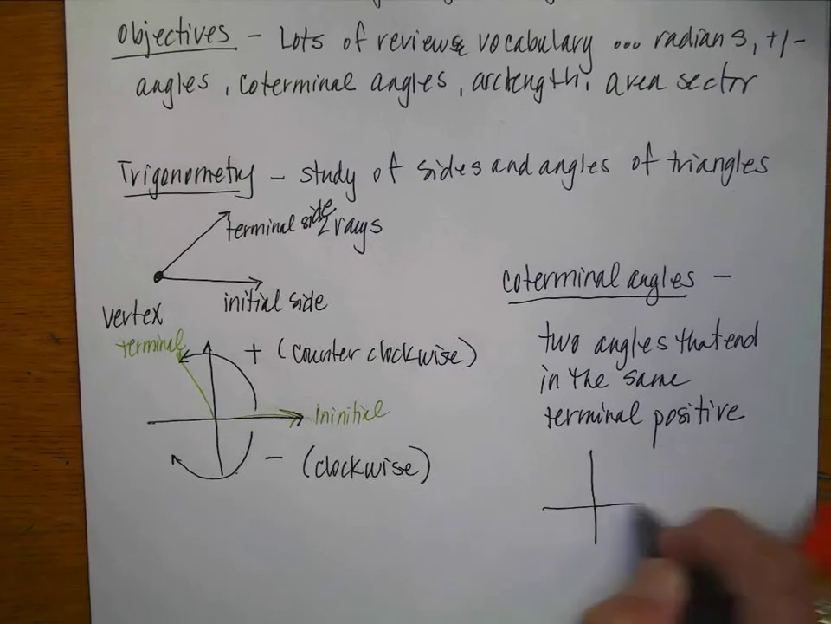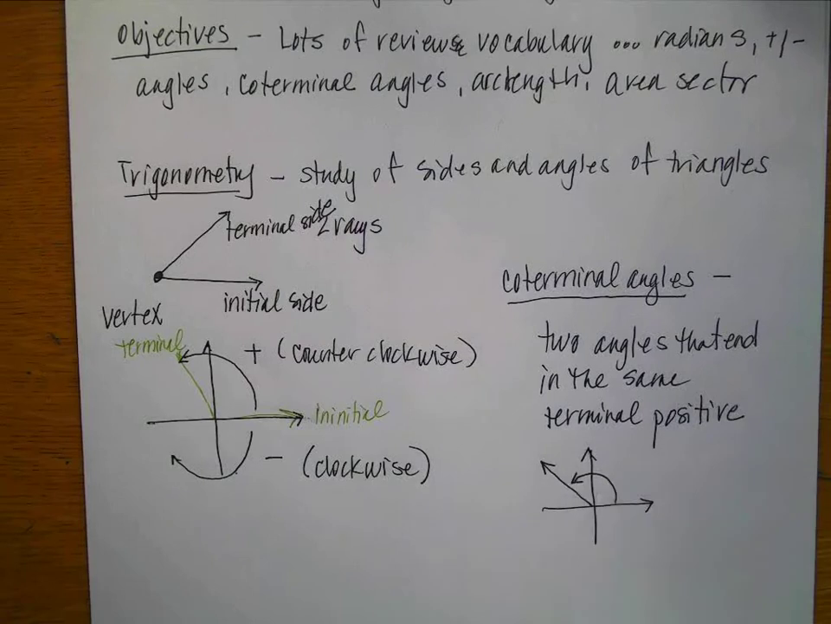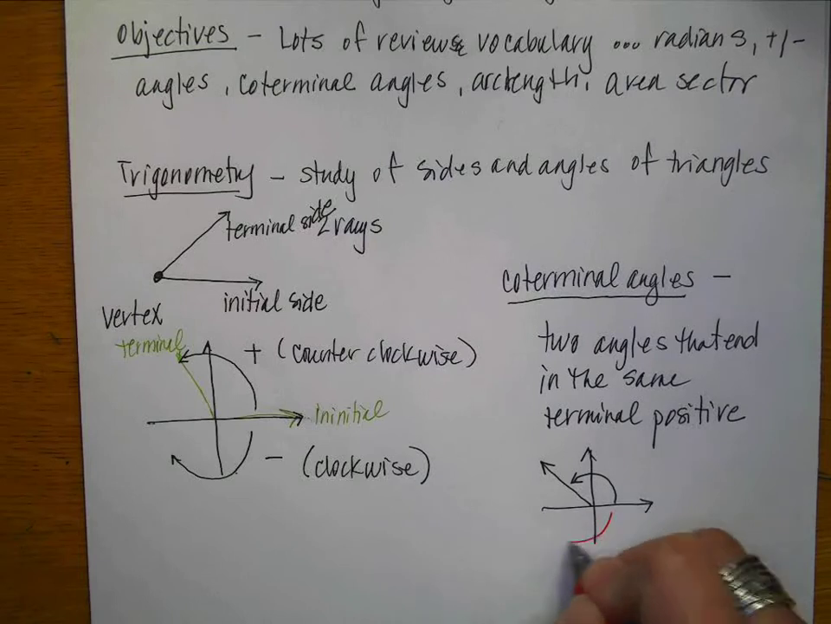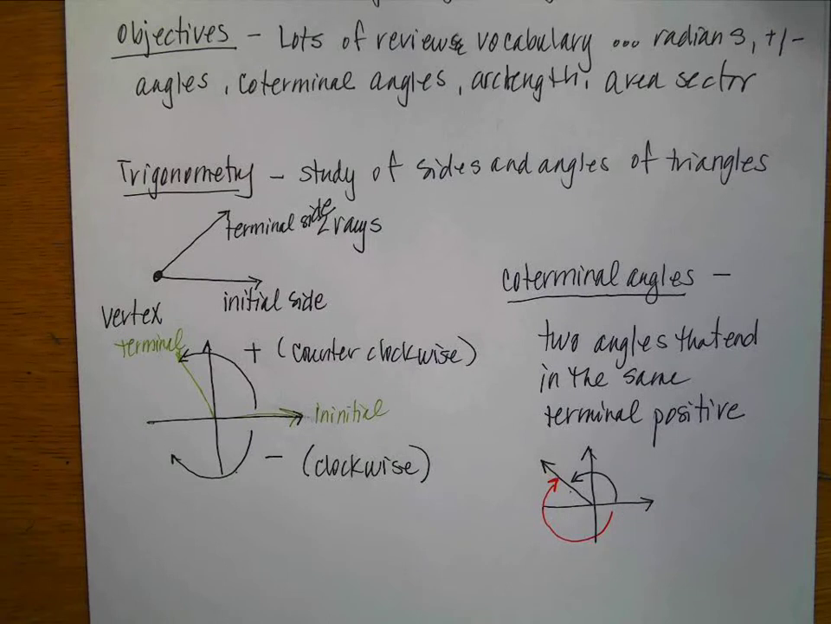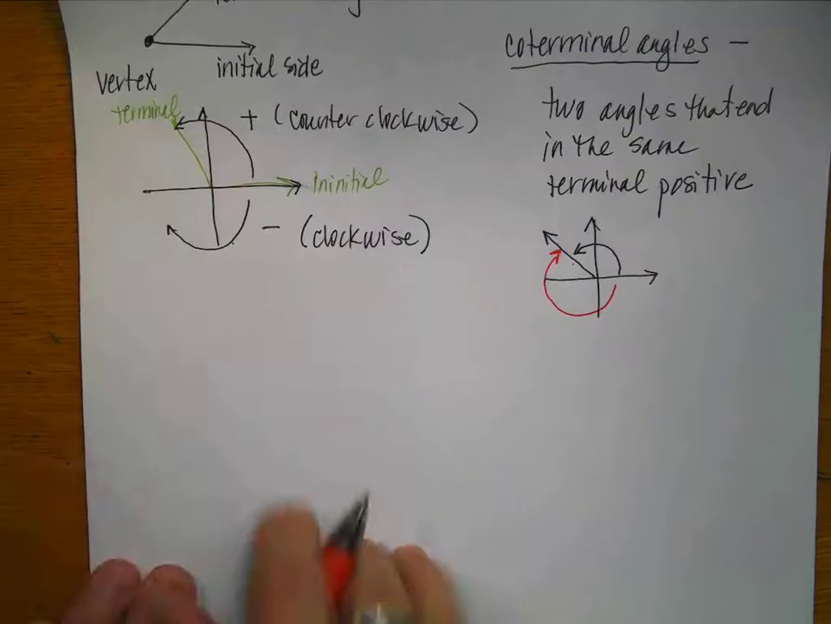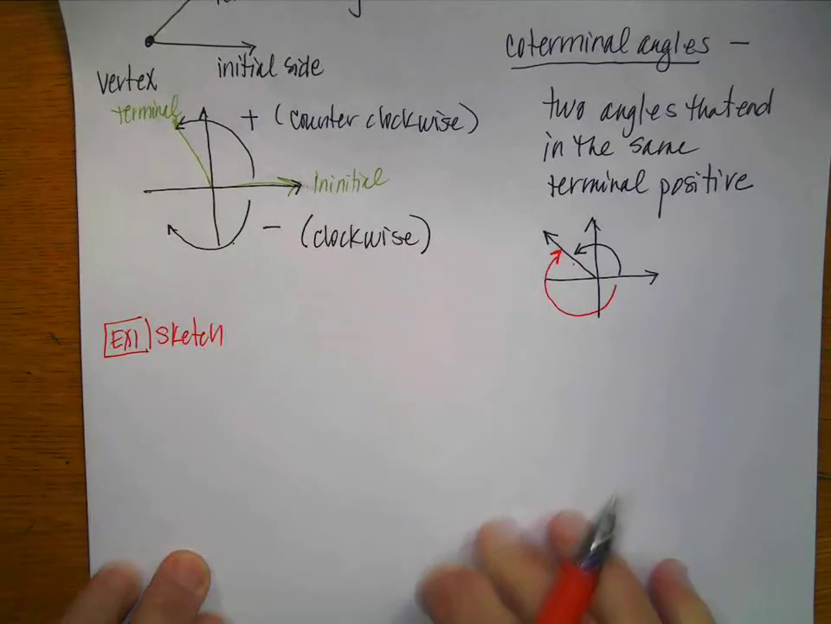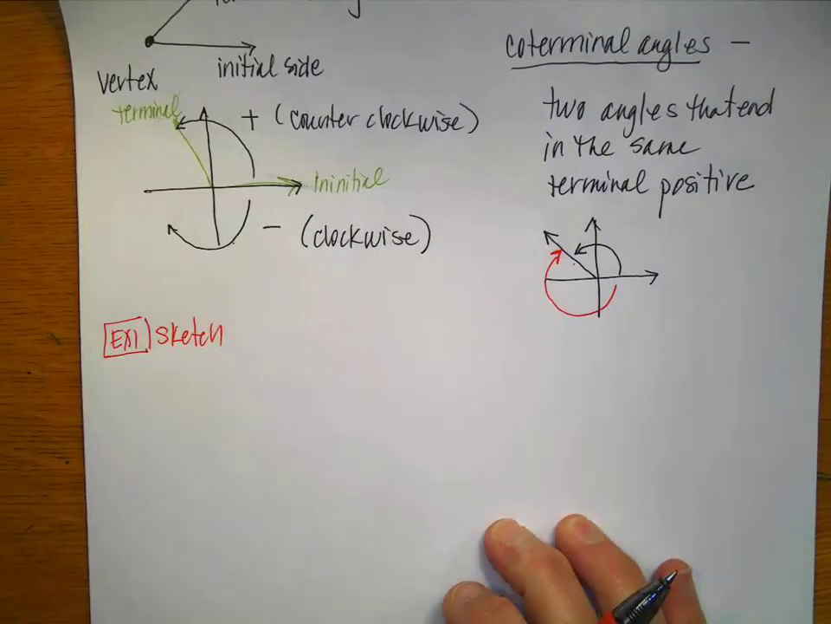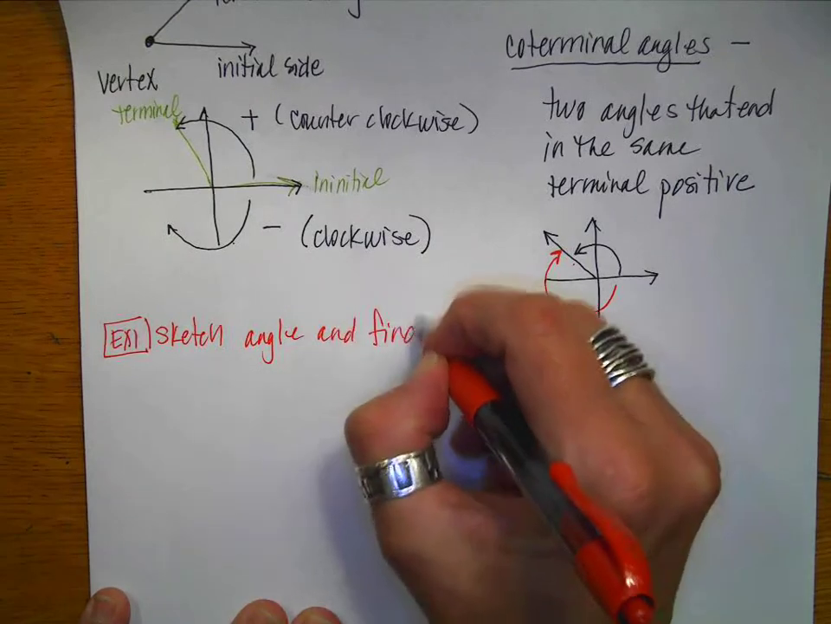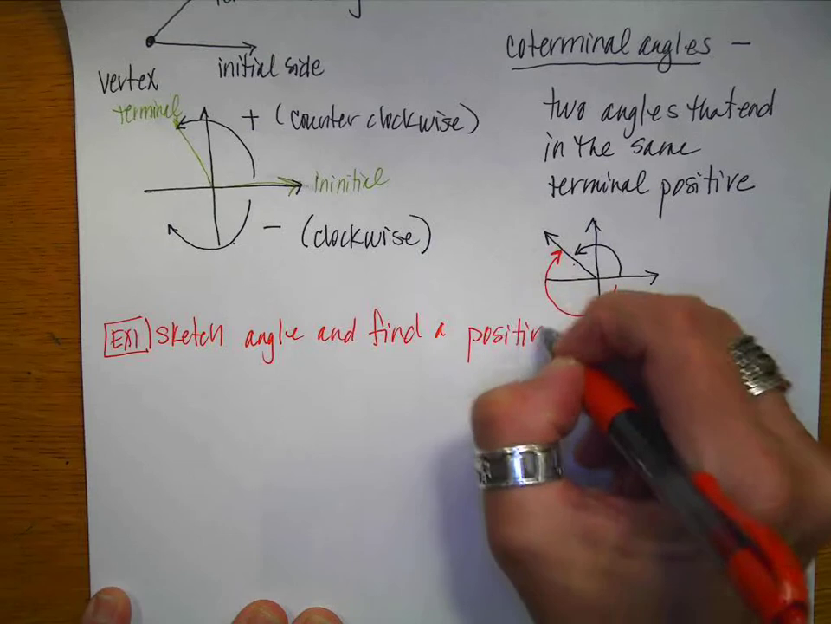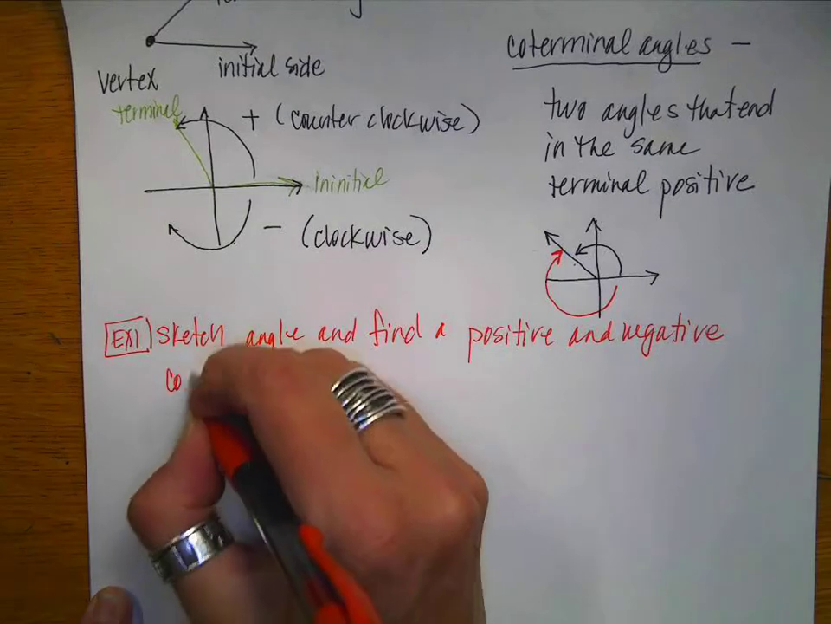So let's say here's my coordinate system, and I have this angle. Well, this is one rotation. Coterminal would be the opposite rotation, and they would both end in the same place. So let's just start with our first example. So example number 1 says to sketch the angle and find a positive and negative coterminal angle.